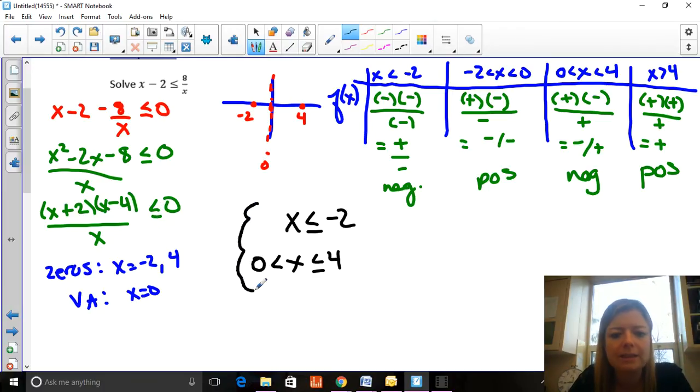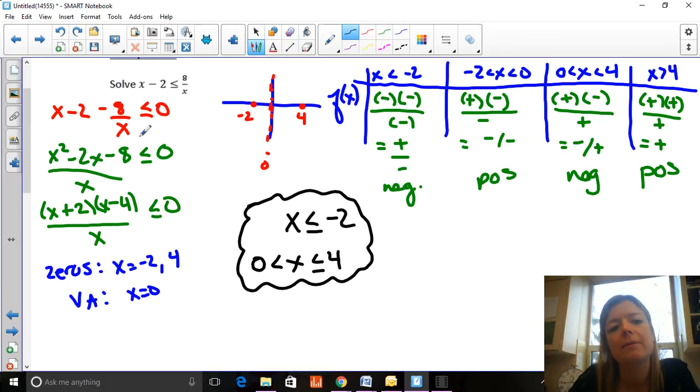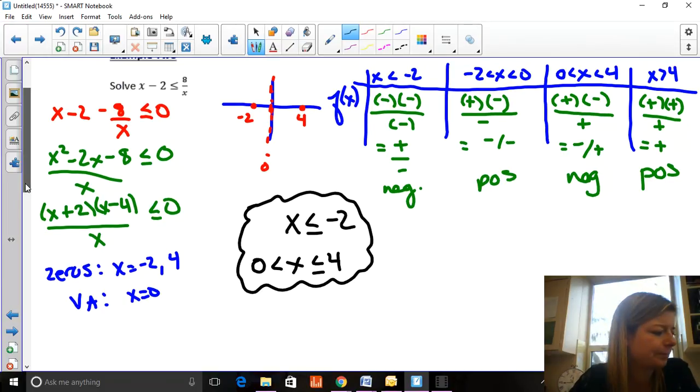So that's the solution. Any x values within those ranges, if I subbed them into this inequality, the inequality would be true. Okay.